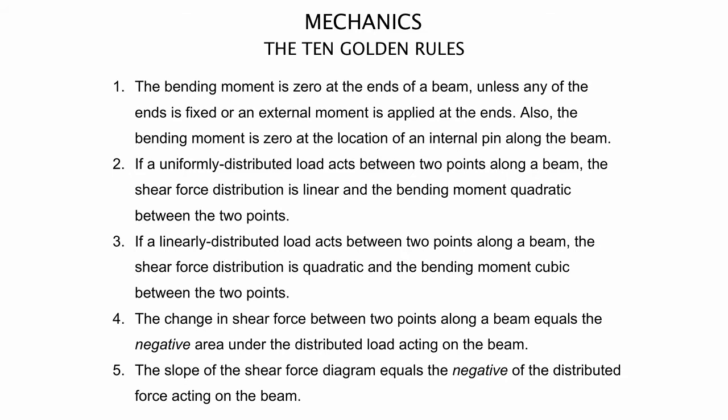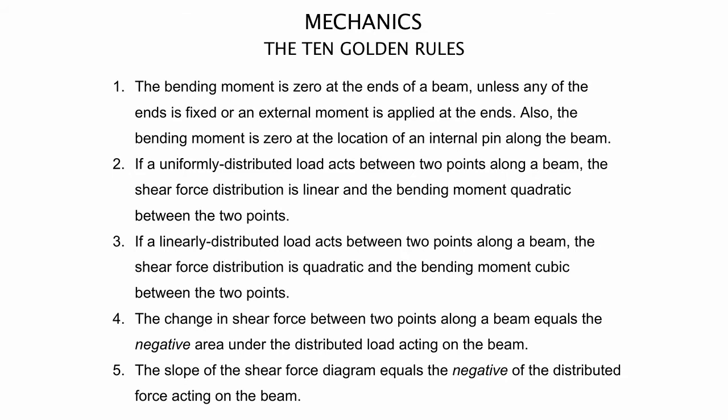Now, also based on the properties of the derivatives, the change in shear force between two points along a beam equals the negative area under the distributed load acting on the beam. That's very important because you can easily calculate the value of the shear force. But the key word here is the change, not the total magnitude of the shear force, but the change of the magnitude from one point to another point along the beam.